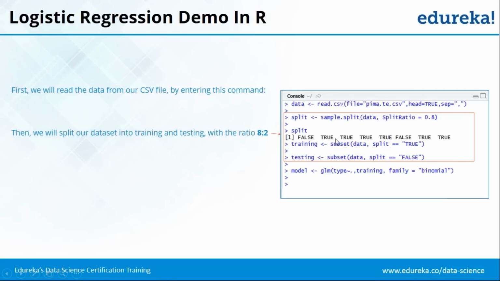So that has been done. Let me explain the commands. First my data is split. This is the data that I've got from the CSV file in this variable. Now I'll be splitting this variable in the ratio 0.8. What this command will do is split my data variable in the ratio 0.8 and 0.2.